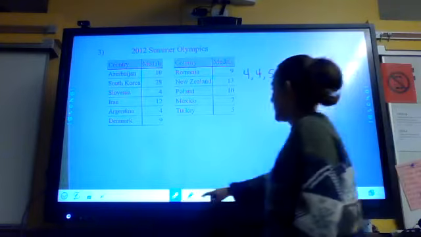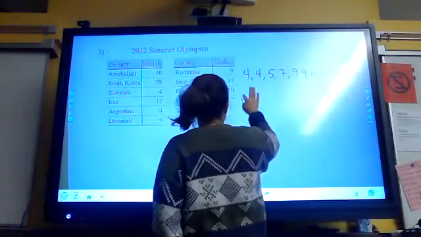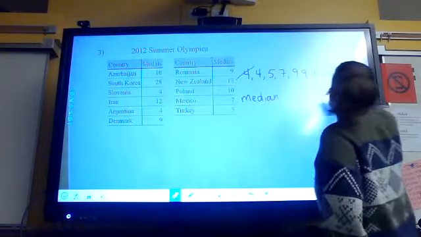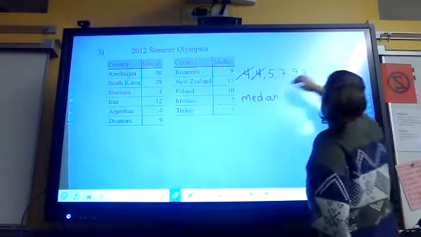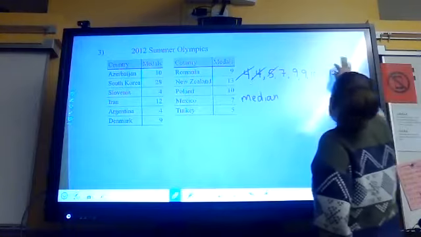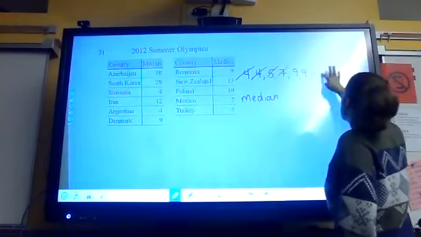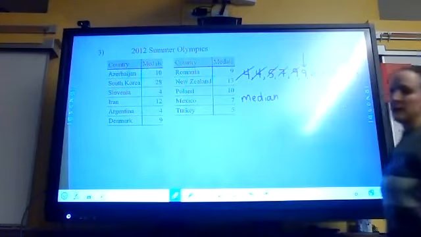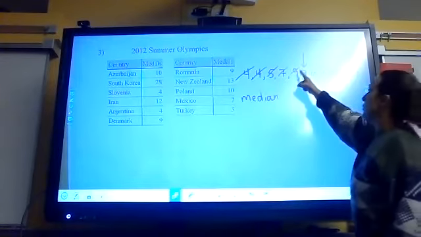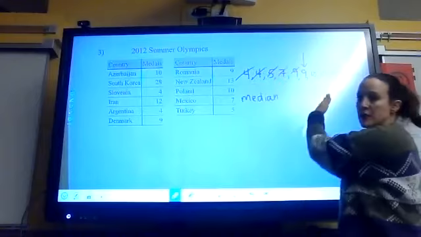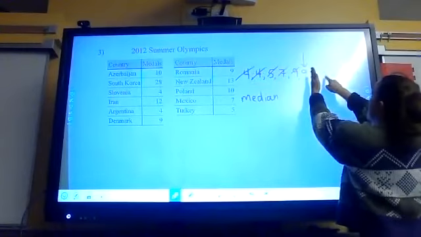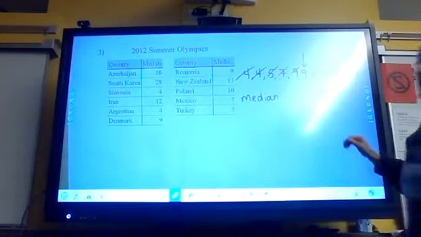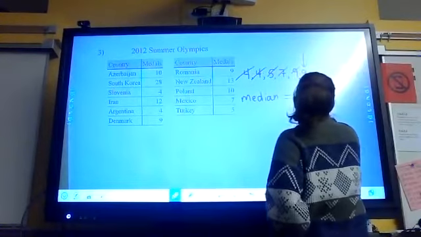Okay, let's find the median. Remember, the median is the exact middle number. So I start at the beginning and I cross one off. I start at the beginning, cross another one off at the end. I'm just working my way through the data points, seeing if I can find, oh, look at this. The middle is right there. And I know it's the middle because I have 1, 2, 3, 4, 5 data points on the left of that, and 1, 2, 3, 4, 5 data points to the right of it. So my median is 9 medals.